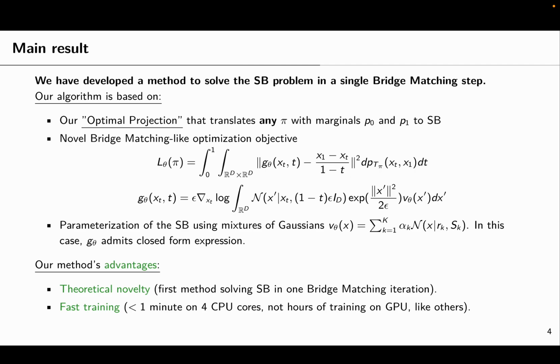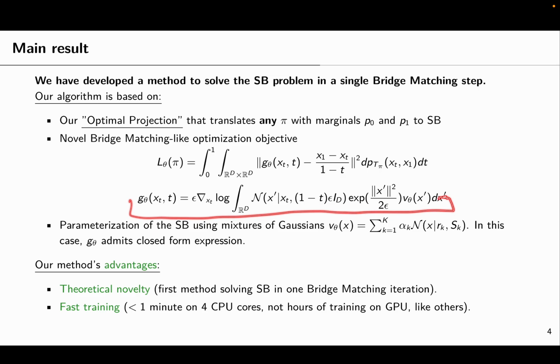In our paper, we develop a novel, blazing fast method for solving the Schrödinger bridge problem in a single bridge matching step. We pose an optimal projection that translates any joint distribution P with marginals P0 and P1 to a Schrödinger bridge between P0 and P1. Our method minimizes the regular bridge matching loss with constraints on this function G, such that it must be a drift of some Schrödinger bridge. In other words, it must follow the expression shown on the slide.